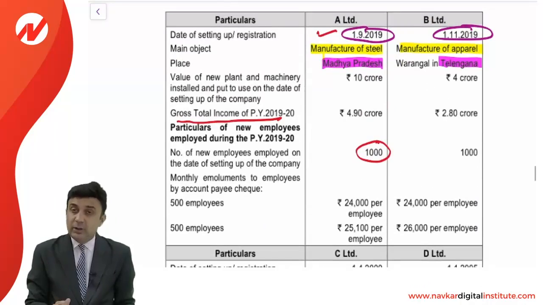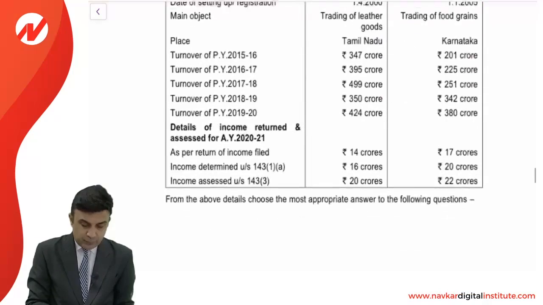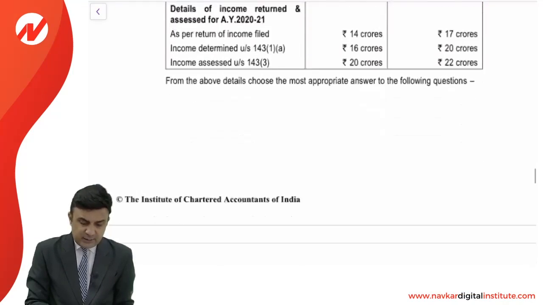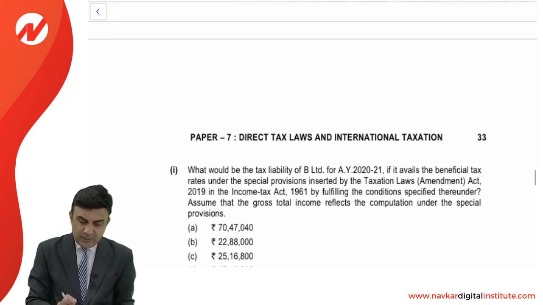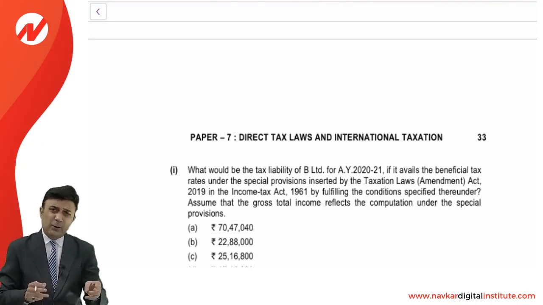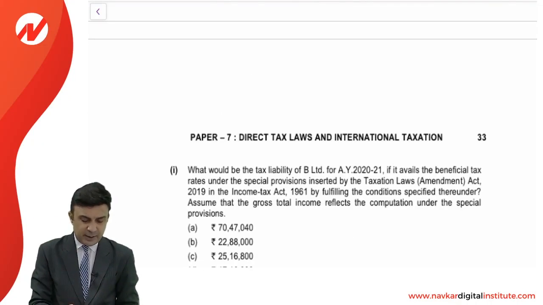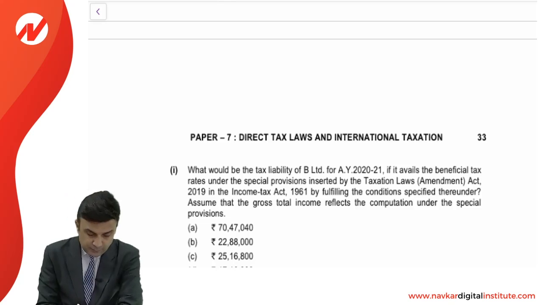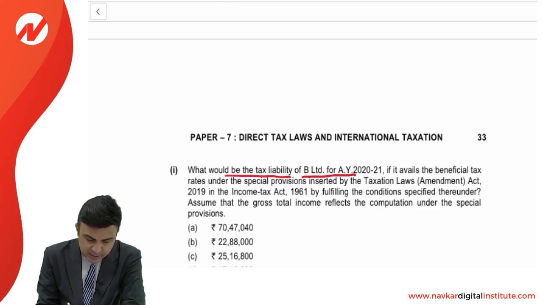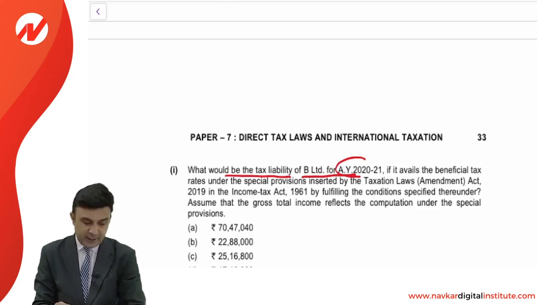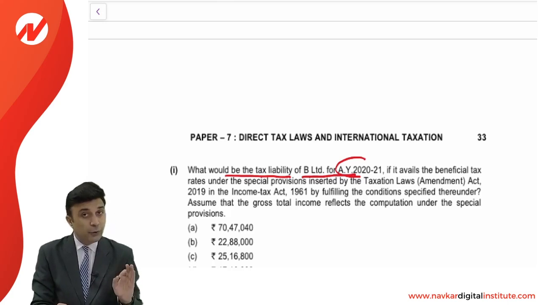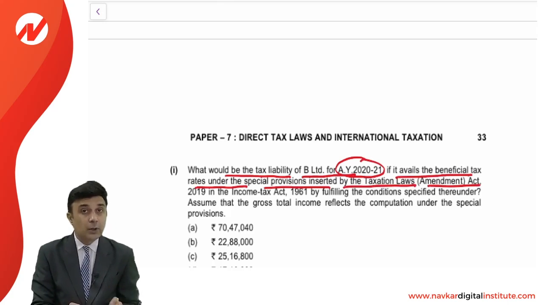Same way, similar information is provided on the other side also. C Limited and D Limited details are given. You are supposed to check with the MCQs. Let me check the MCQs of A Limited and B Limited first. First one is, what would be the tax liability of B Limited for AY 2021 if it avails the benefit of tax rate under special provisions inserted by the Taxation Laws Amendment Act 2019 by fulfilling the conditions specified thereunder?